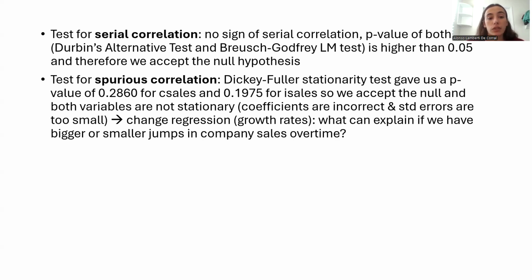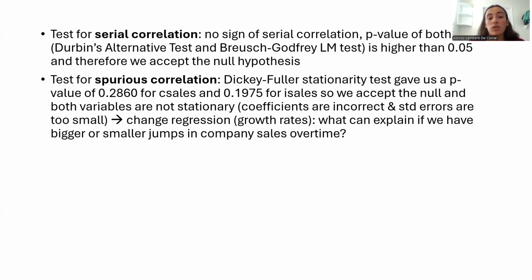Then for spurious correlation, we had to run the Dickey-Fuller stationarity test on every variable, so every X and Y variable, and the test gave us a value of 0.2860 for company sales and 0.1975 for industry sales. So we accept the null as they are both higher than 0.05, and we can see that both variables are non-stationary. This means that the coefficients are incorrect and that their standard errors are too small.